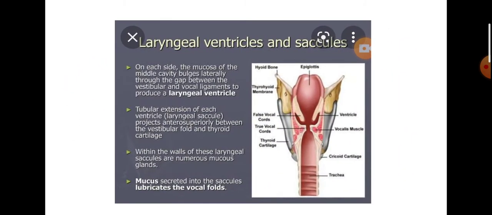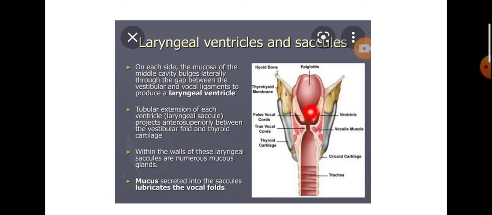A little bit about what do you mean by the laryngeal ventricle and the saccule. On each side, now this is the false chord, this is the true chord, and in between is the laryngeal ventricle. On each side, the mucosa of the middle cavity bulges laterally through a gap between the vestibular and vocal ligaments, and that gap, protrusion or projection, is called the laryngeal ventricle.